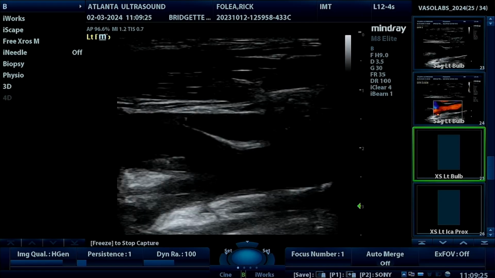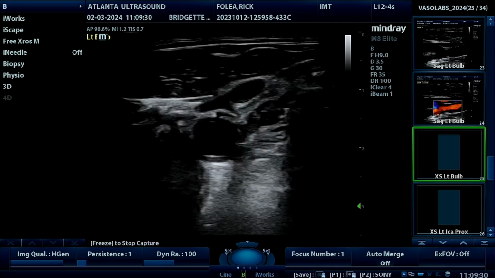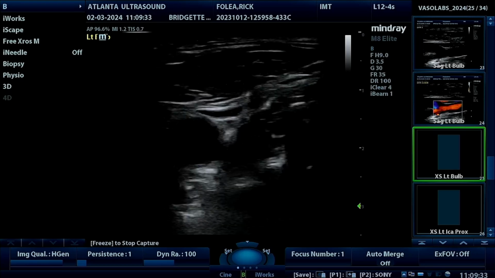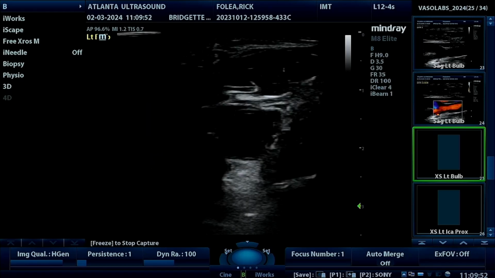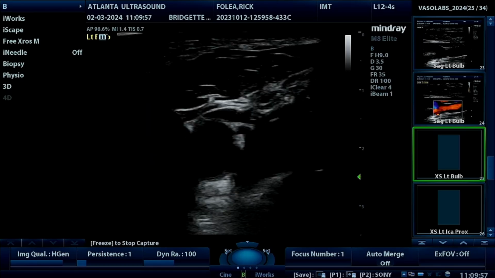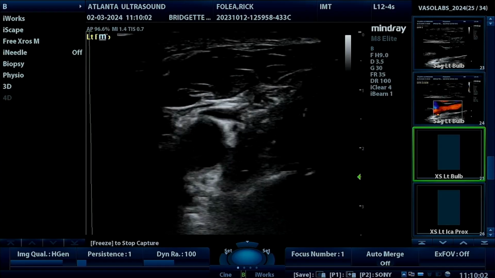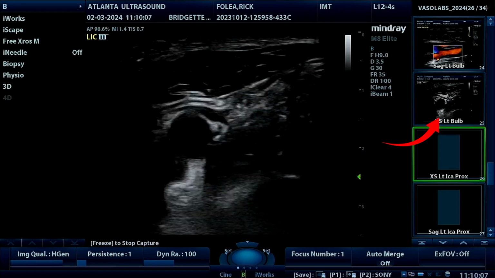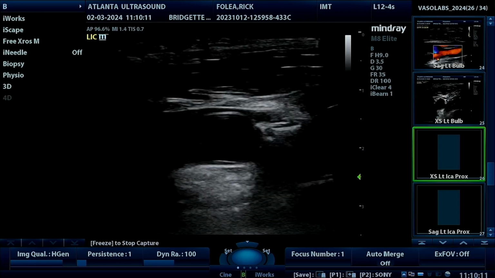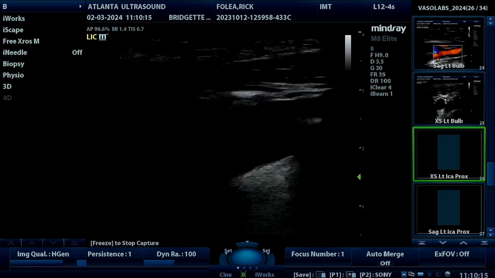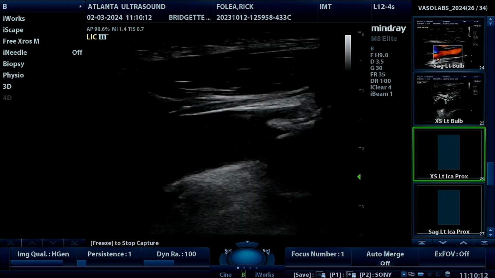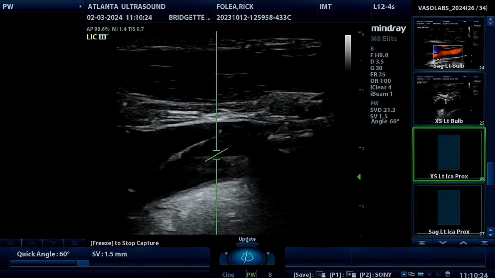Got a nice flow. Let's rotate the sensor to get a transverse view to help us locate the internal carotid artery. There's the split into the internal and external carotid arteries, so I'm going to back up to the bulb and grab an image for reference. Now that we have our bearings, we'll rotate the sensor back to the sagittal view to locate the ICA. The ICA is usually the lower branch, so we'll try that one.